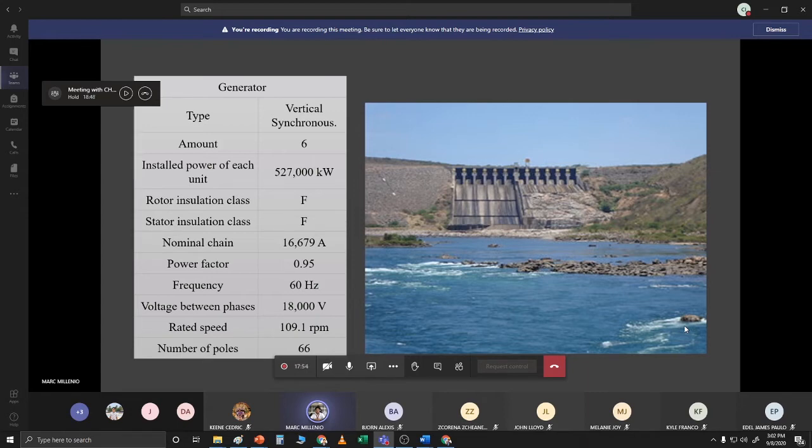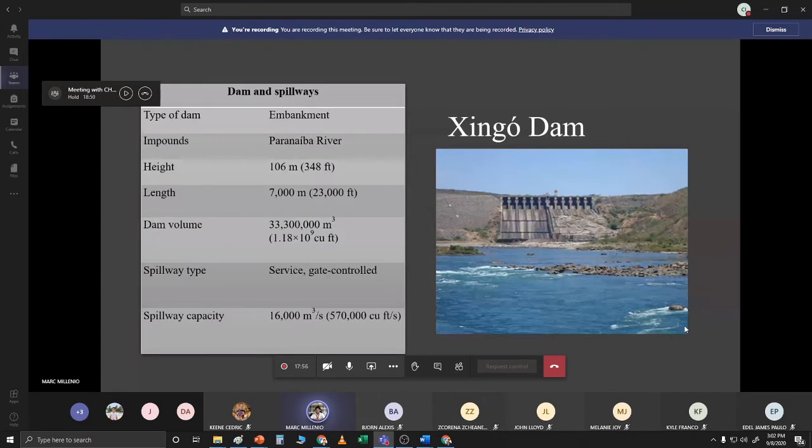And for the dam and spillways, the type of dam is embankment. Impound is Paranaiba River. Height is 106 meter. The length of it is 7,000 meter. The dam volume is 33,300,000 cubic meter. The spillway type is service or gate controlled. Spillway capacity is 16,000 cubic meter.